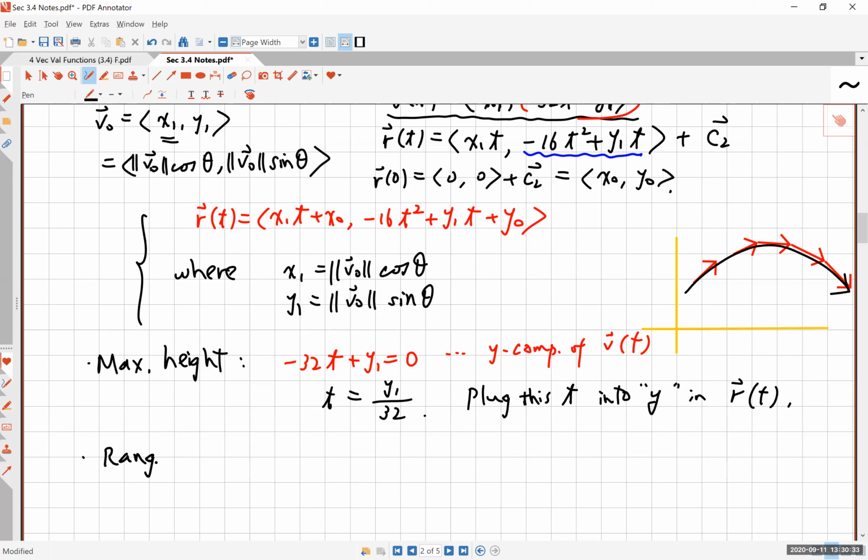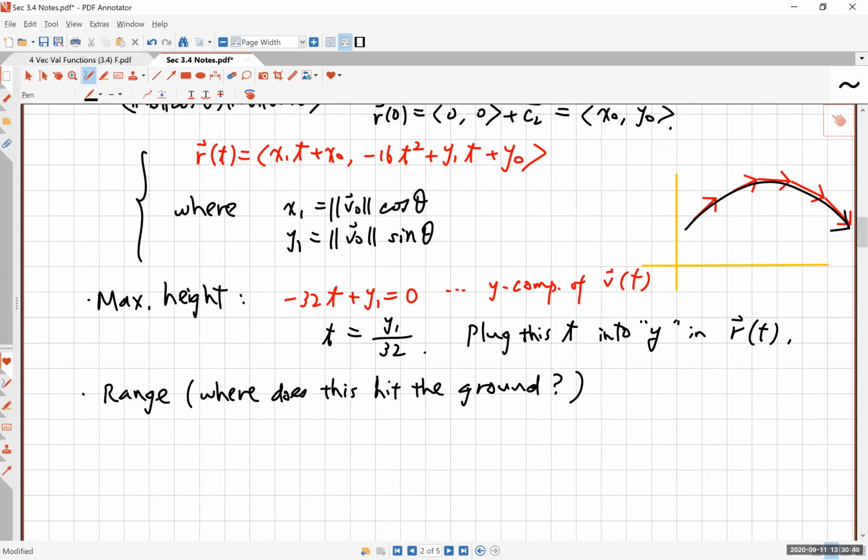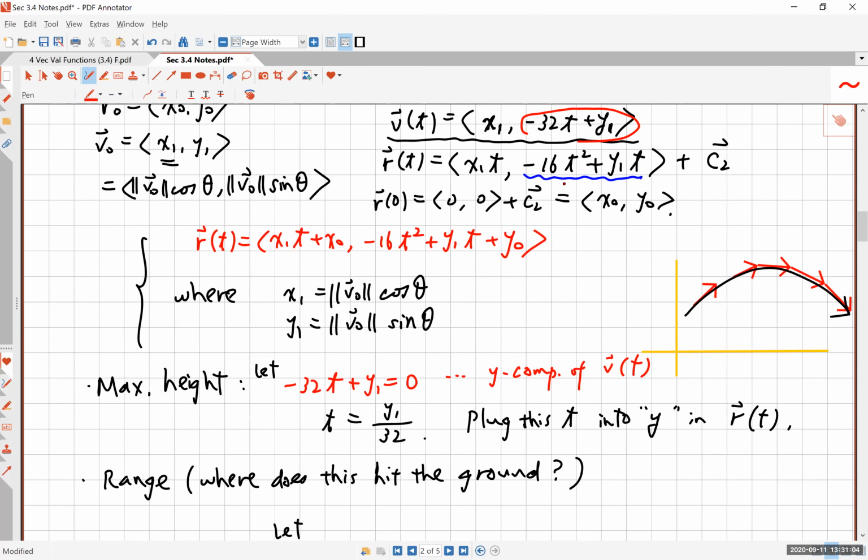Sometimes it also describes the range. Where does this hit the ground? If it's like a cannonball or something, how far does it go? At what point would it hit the ground? And so for this, what do you have to do? What's special about the point where the projectile hits the ground? Well, that's when the y coordinate becomes 0, right?